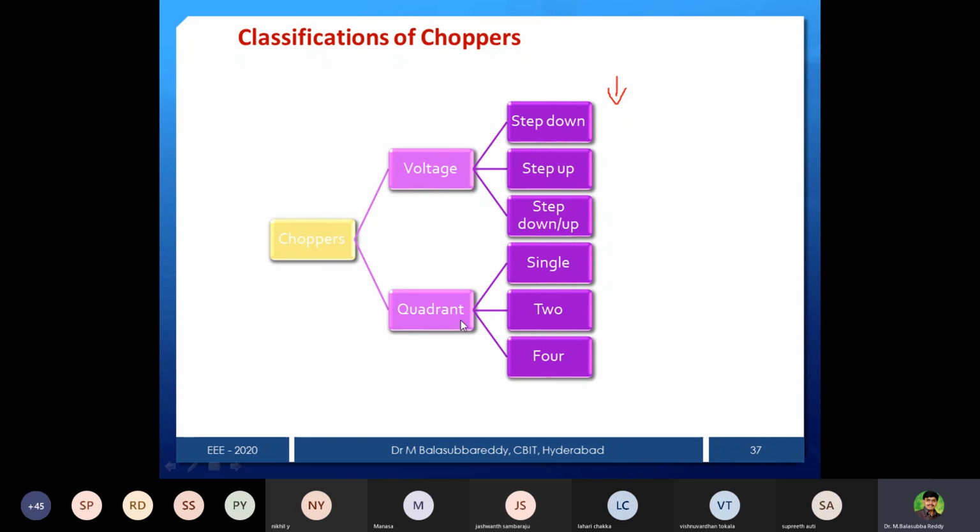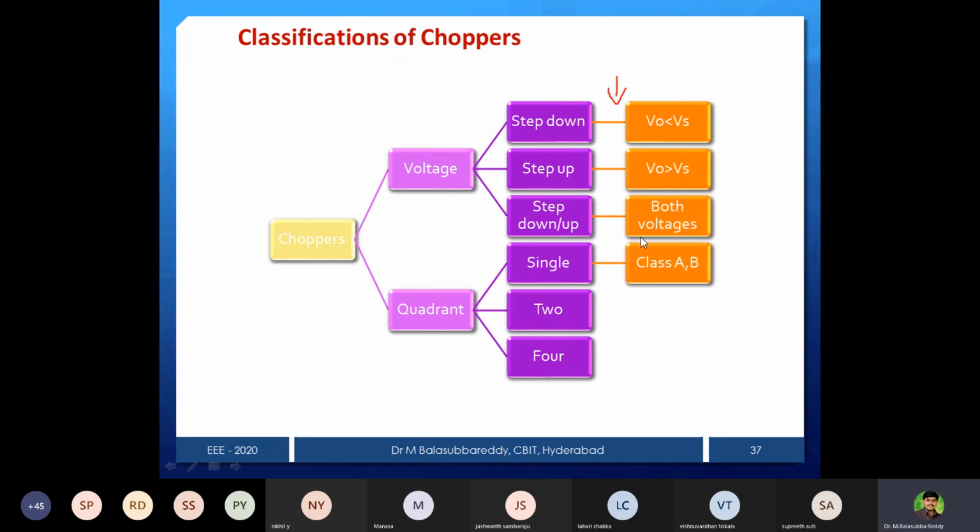A chopper that can operate only in the first quadrant or only in the second quadrant is in the single quadrant chopper category. A two quadrant chopper can operate in the first and second quadrants combined, or in the first and fourth quadrants. And all four quadrants are also possible. So this is the classification of choppers. As I mentioned, step down means output is less than input, step up means output is greater than the input, and both are possible in this.